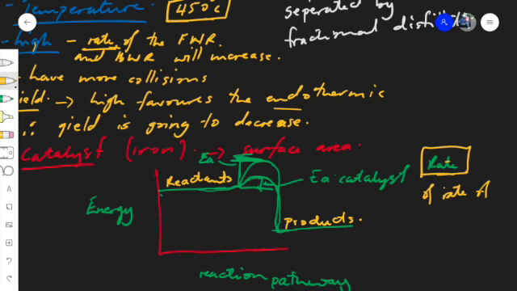of the forward reaction and the backward reaction will increase. So both the rates are going to increase, but this is not going to really affect the yield. It's only the rate that is going to be increased, but the rate of both the forward and the backward reactions are going to increase. Yield will remain the same.